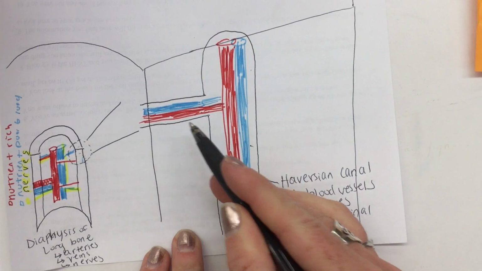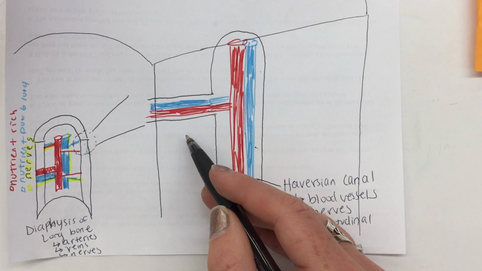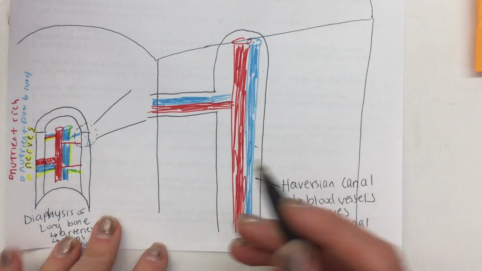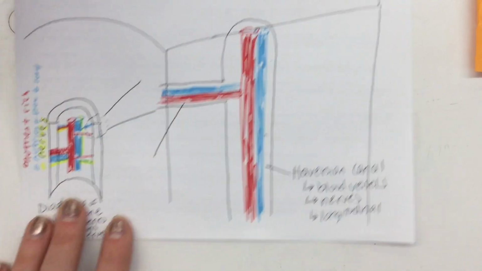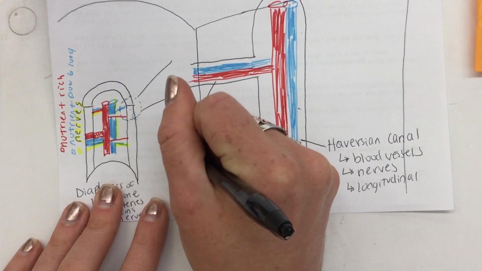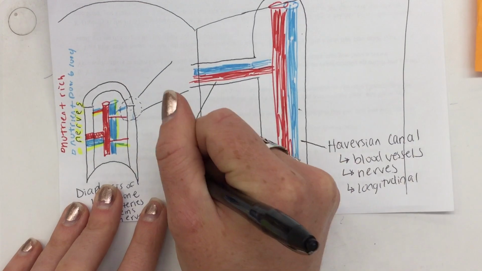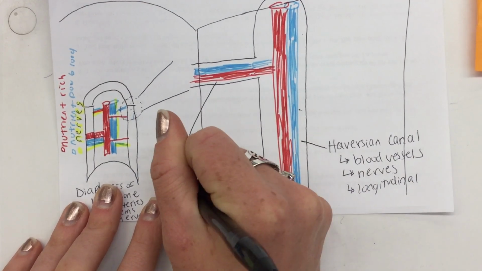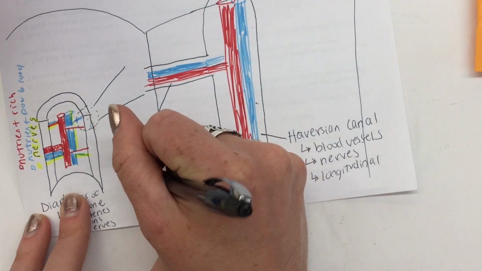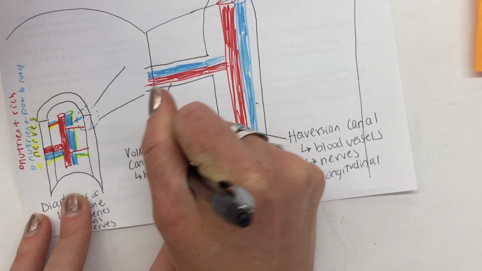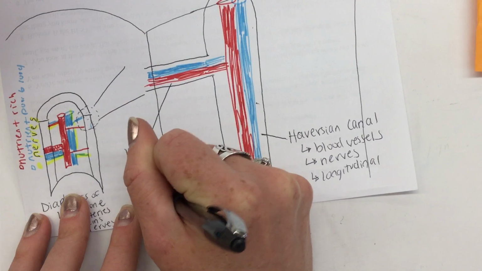Now we have another canal right here. They're connected. However, because it runs horizontal, it gets a different name. Same exact function. It has blood vessels, it has nerves, but because it runs horizontally, this one's called a Volkmann's canal. So I'm going to label that one over here. Volkmann's. And these are just horizontal Haversian canals. It's just the exact same thing, but horizontally, so it gets a new name. So horizontal Haversian canal.